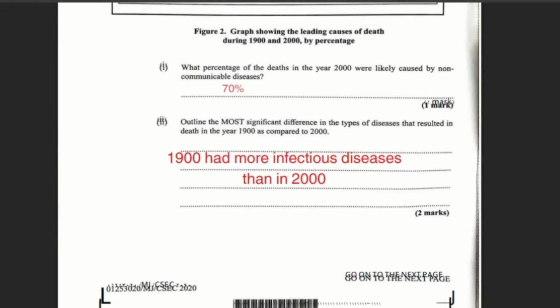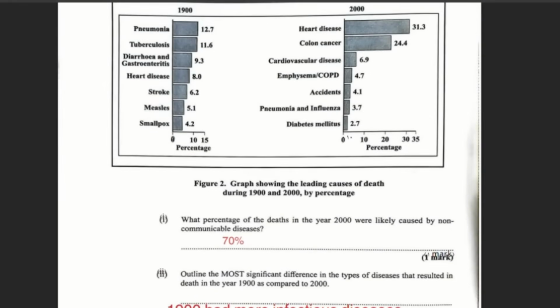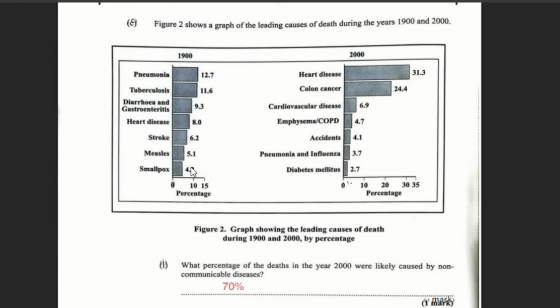Then it says outline the most significant difference in the types of diseases that resulted in death in the year 1900 as compared to 2000. So if we go back up here, we realize that in 1900, most of them are infectious diseases, right? Meaning that you can get them from people. For example, smallpox can be contagious. You go around them, you might get it. Pneumonia, you might get it. Diarrhea, these things can be transferred to somebody else, especially if you go around them. That is why we say infectious diseases.